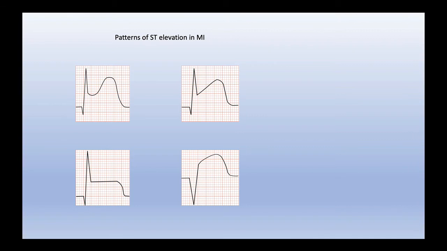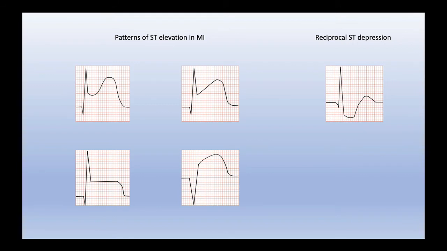You can have different patterns of ST elevation in MI. You could have horizontal ST elevation, upsloping, or convex shaped ST elevation. So it's important to consider a patient in the right clinical setting to take ST elevation seriously, and to consider MI until other causes are ruled out.